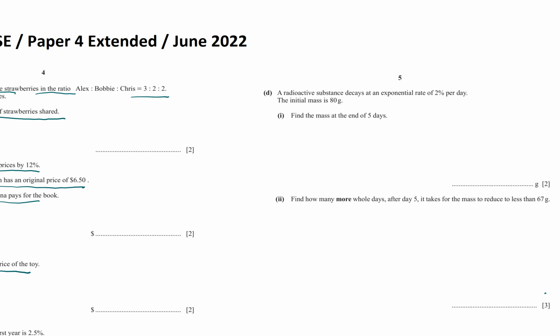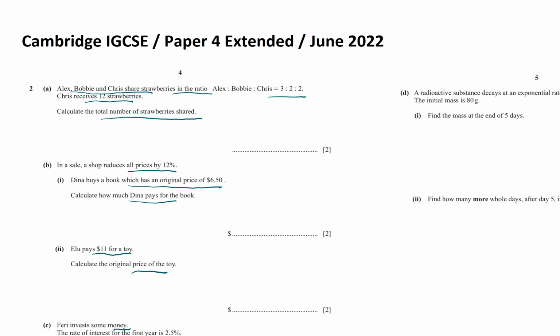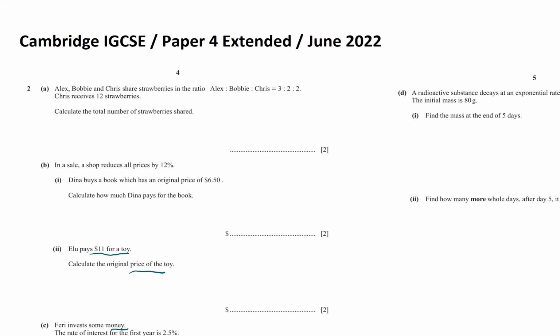And then we have part D, which is about a radioactive substance that decays at an exponential rate of 2% a day. Initial mass 80 grams. Find the mass at the end of 5 days. How many more whole days after 5 days does it take for the mass to reduce to less than 67 grams? So this question has lots of parts, as it usually does.